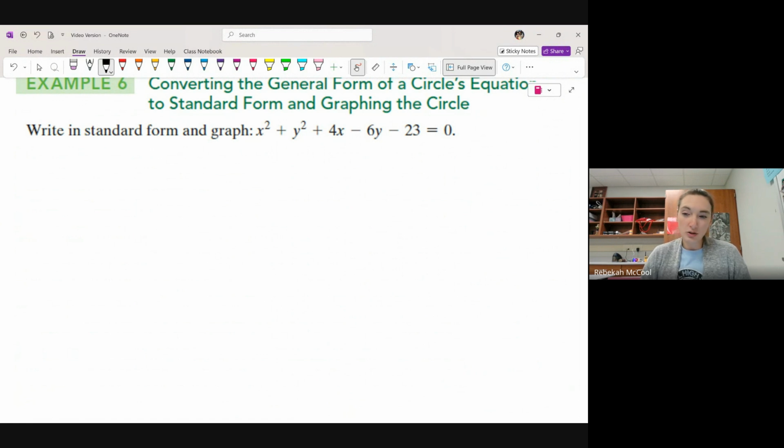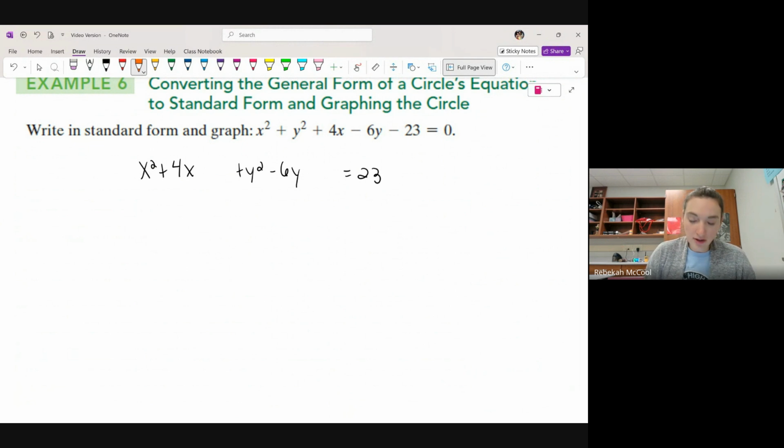So I'm going to do two steps at once here. The first thing I'm going to do is rearrange my equation so that my x's are grouped together and my y's are grouped together. So I'm going to have x squared plus 4x, and then I'm going to leave myself some space because that's where I'm going to do my completing the square step. I'll have my y's grouped together, so plus y squared minus 6y. I'm going to leave myself some space, and here's where I'm going to do my second step, which is to move my constant to the other side. So in this case, we're going to add the 23.